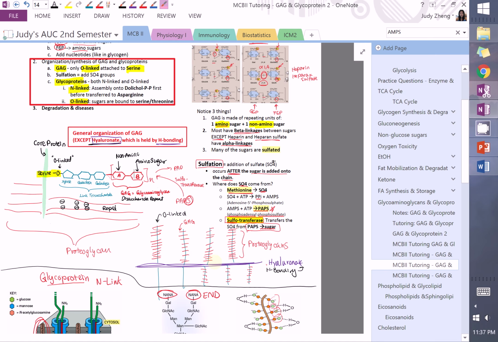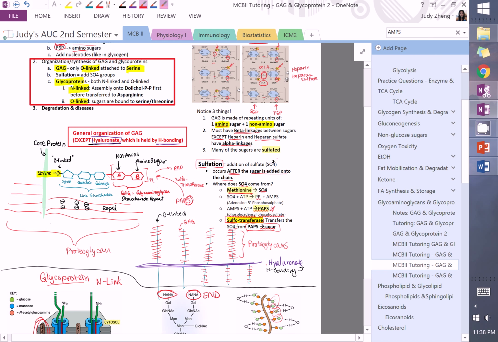GAGs can be sulfated, so sulfated is adding a sulfate group. And what that does is it will add more negative charge to this sugar chain, and that results in this repulsive force between the chains, and that will help it resist being compressed, which is important because they are in the extracellular matrix and in cartilages and synovial joints.